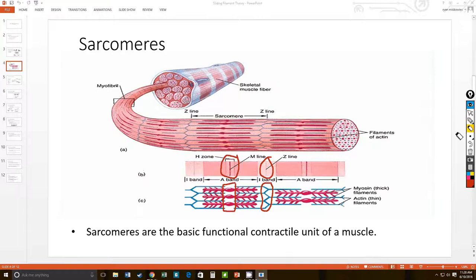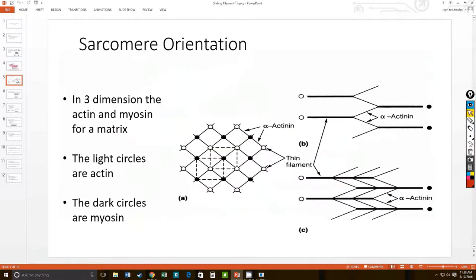All right, so that's some nomenclature for you for muscles, and we'll move on to another look at some of the orientation here. Thus far we've seen the sarcomere and the way that the muscle fiber and fibril are put together in more of a 2D. Now it's important to recognize that these things are happening in three dimensions. So if we were to look at this, a single sarcomere might be something like this.